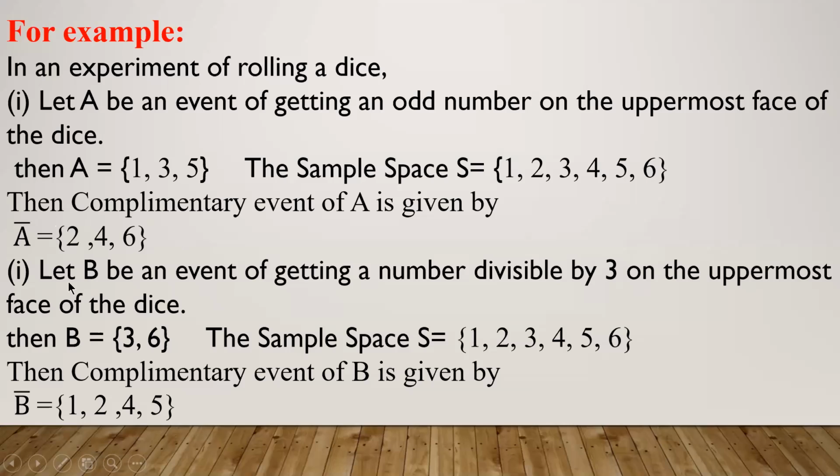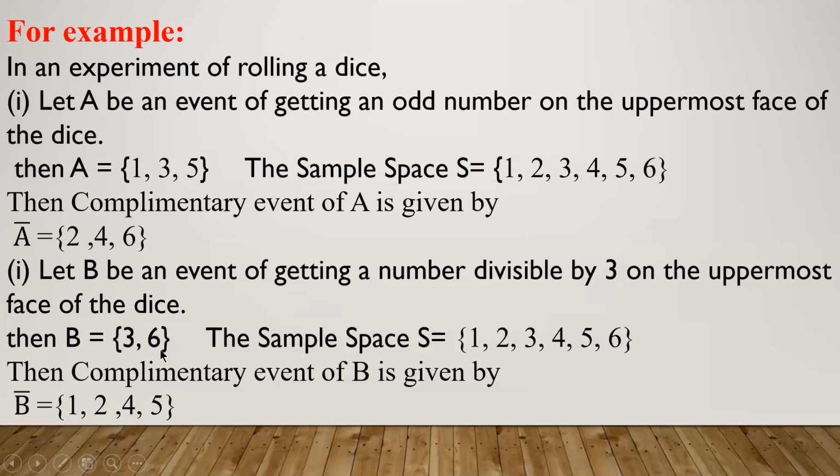Similarly, I have given you one more example. Let B be an event of getting a number divisible by 3. The experiment is the same, throwing a dice. I am calling my event B as getting a number which is divisible by 3. Now, which of these numbers are divisible by 3? There is 3 and 6. Divisible by 3 means those that divide by 3. So 3 and 6. So my event B is {3, 6}.